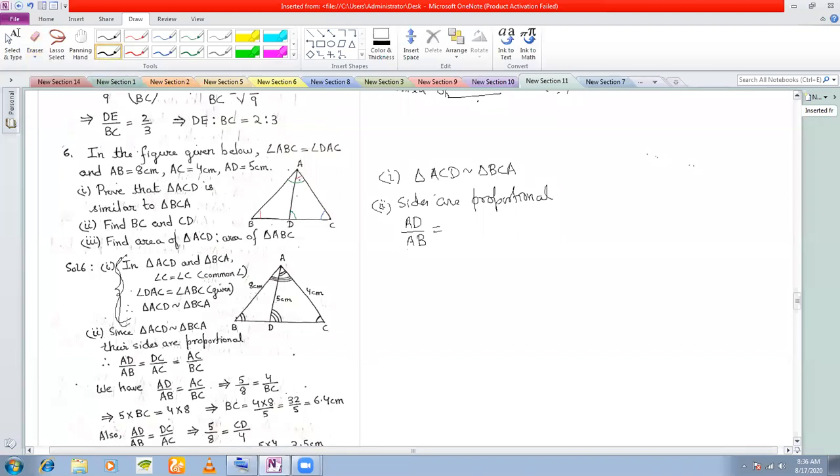Look at the red angle. Opposite to the red angle in the smaller triangle, you have the side CD. Opposite to the red angle in the bigger triangle, you have which side? AC. And only the green angle is left. Opposite to your green angle in the smaller triangle, you have which side? AC. And in the bigger triangle opposite to this green angle, you have the side BC. This is how you write the proportional sides.